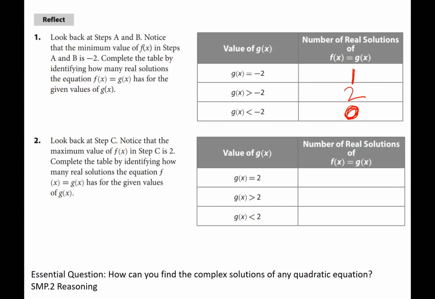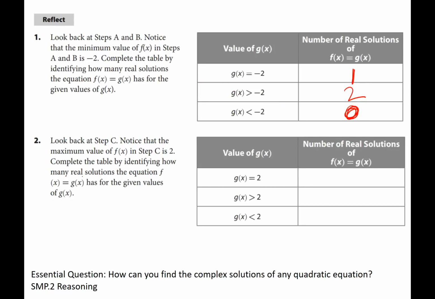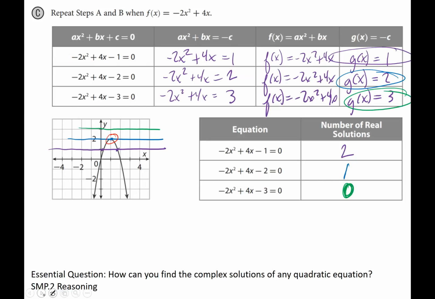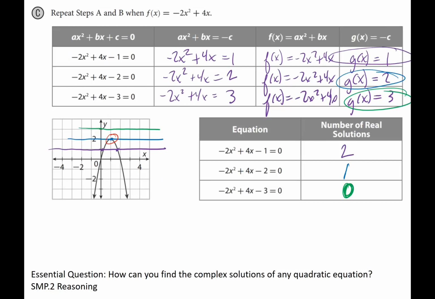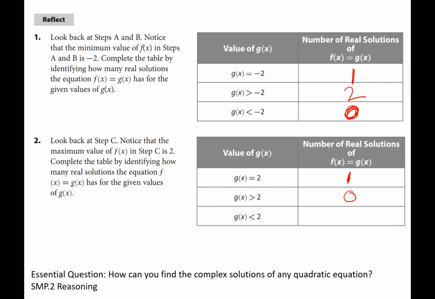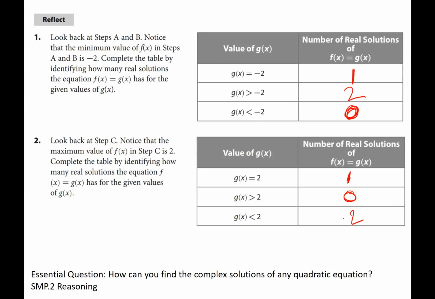All right, now looking at step C, notice that on the other graph the maximum value was 2, so it's going to have us identify those things as well. Complete the table by identifying how many real solutions the equation f of x equals g of x has for the given value. So exactly equal to 2, it crosses one time, so that has one real solution. When it's greater than 2, I have no solutions. It's not crossing at all. And when it's less than 2, I always cross 2 times, so I would have 2 real solutions.